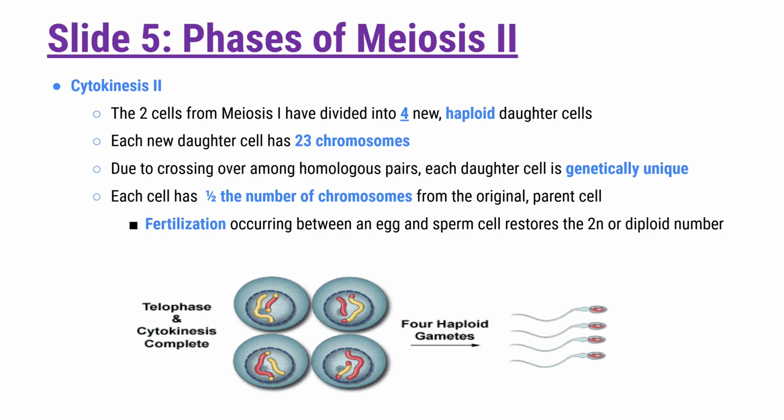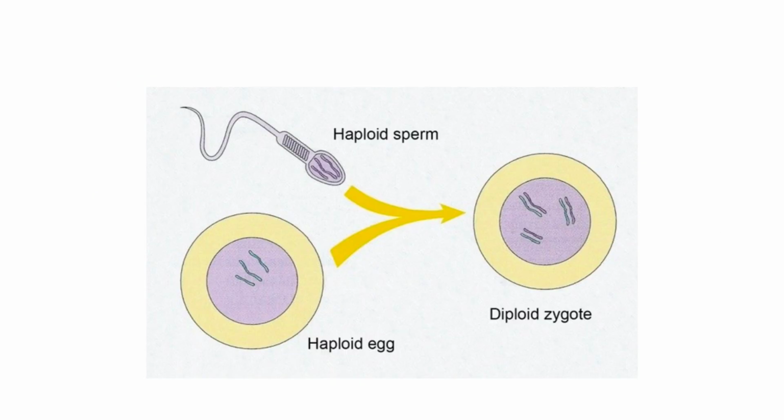And because each cell has half the number of chromosomes as the original, fertilization between an egg and a sperm cell restores the 2n, or the diploid number. So we see here this sperm cell has its 23 chromosomes and all of its DNA in here, and then when it merges with an egg cell, the purple chromosome and the green chromosome are going to come together in the zygote, which is a fertilized egg now. And now these pairs are all together.